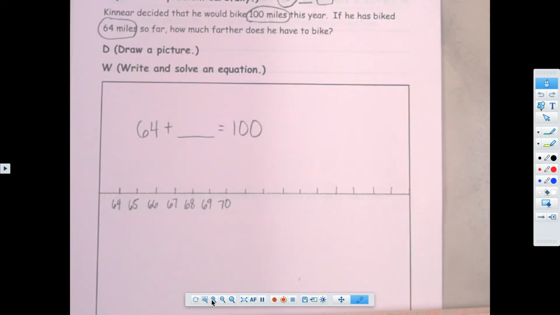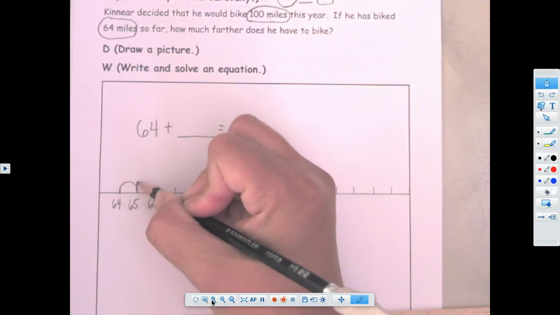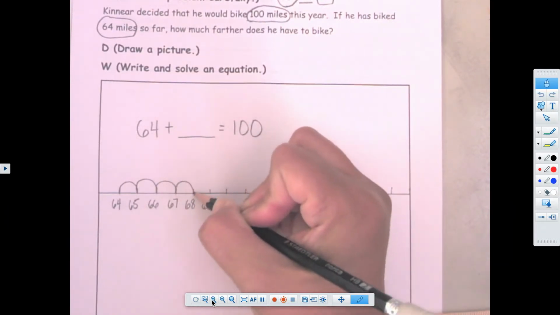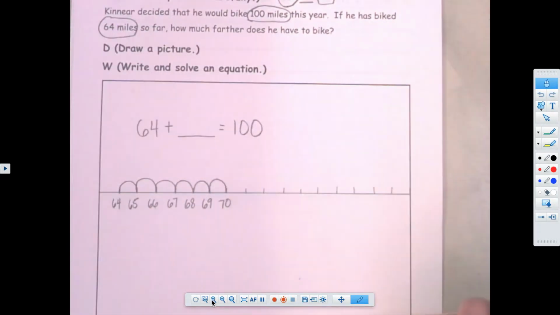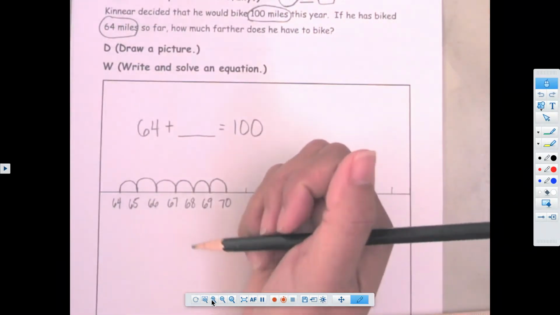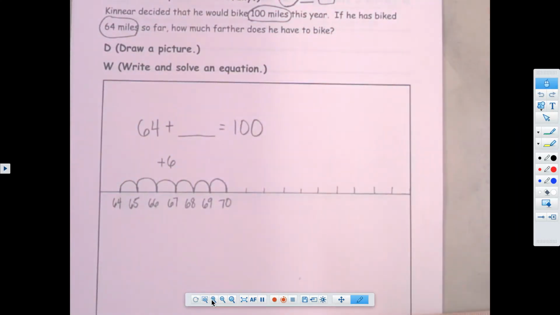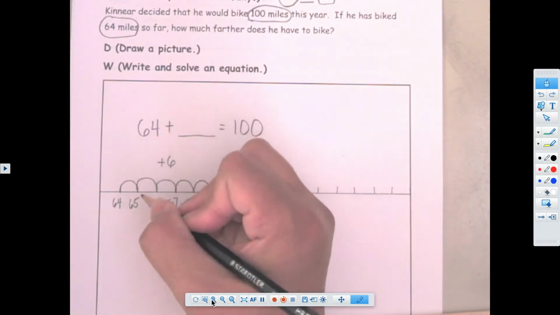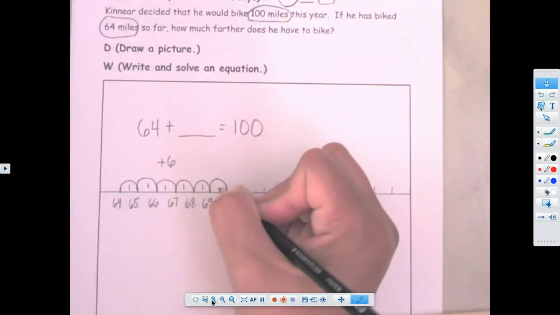You see that? So let's count how many we hopped forward. Ready? Let's go. 1, 2, 3, 4, 5, 6. Okay, so we hopped forward 6. Can we put a little plus sign up here and put 6? And then I'm going to put a little 1 inside the hop. Let's go 1, 1, 1, 1, 1, 1.